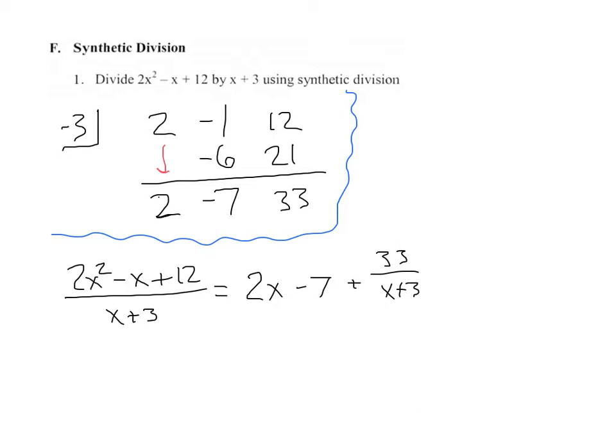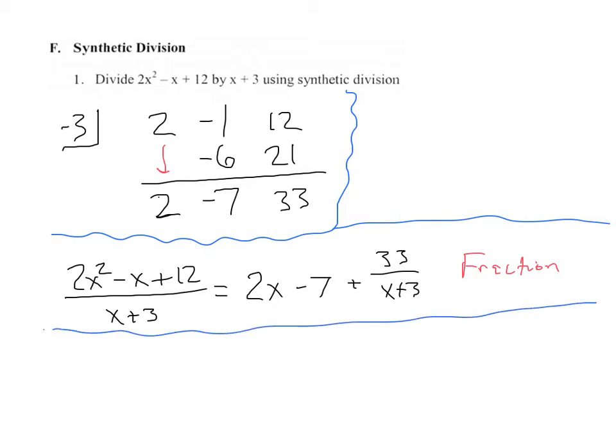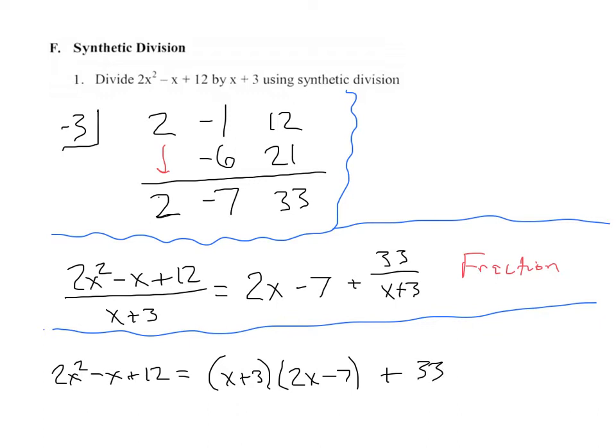So again, this was fraction form. We also have polynomial form, and for that we would say that 2x squared minus x plus 12 is going to equal our divisor, which was x plus 3, times the quotient, which was 2x minus 7, plus the remainder of 33. So we can still put them together the same way we did with long division, but obviously this just goes a lot faster, especially once you get really good at it.